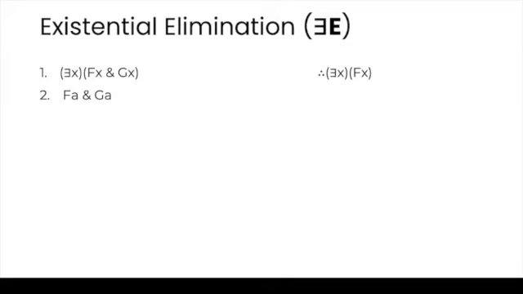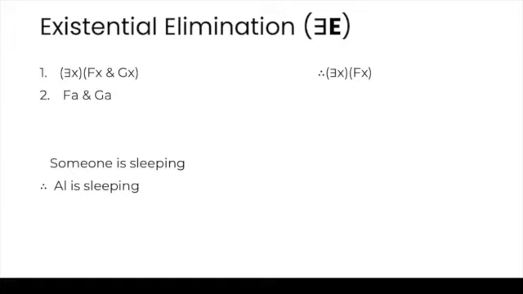But wait, this seems too good to be true. Is the step from 1 to 2 valid? Well, in fact, there are excellent grounds to be suspicious of our move. Inferring 2 from 1, as we just did, is just as bad as arguing like this. Someone is sleeping, therefore Al is sleeping.